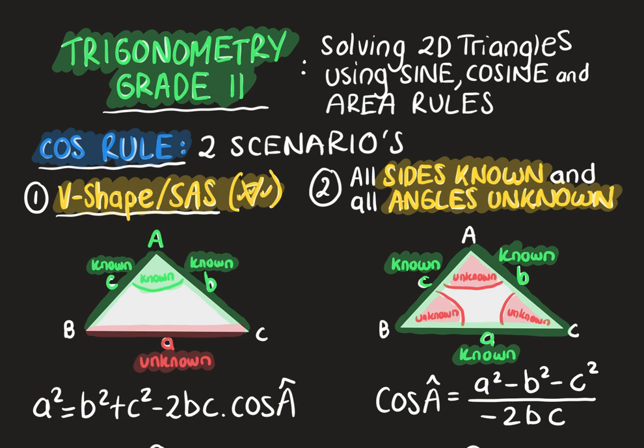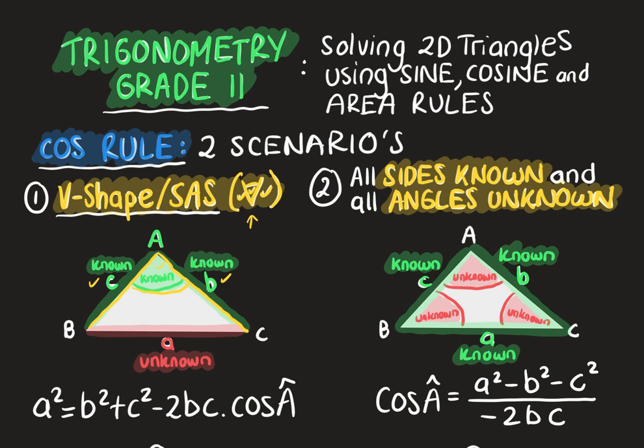And the COS rule is a squared equals b squared plus c squared minus 2bc times cos of A. Now a squared is our unknown. Now when I was talking about that V shape, do you notice that this looks like a V? And remember I said over here in the picture that the angle must be known, and that's all you needed to worry about. Okay, so now that that is known, we can then use the COS rule. So that's the first scenario dealing with the COS rule.